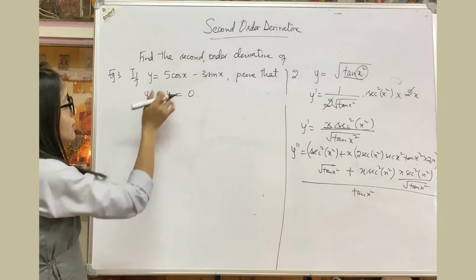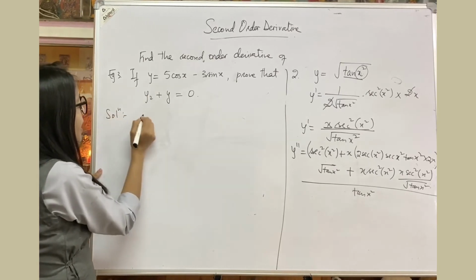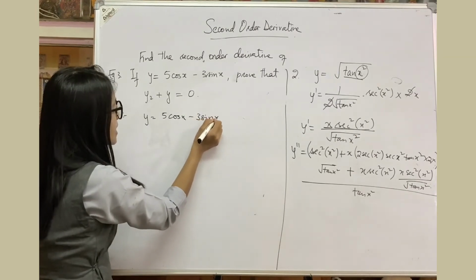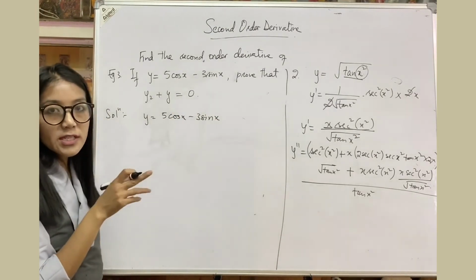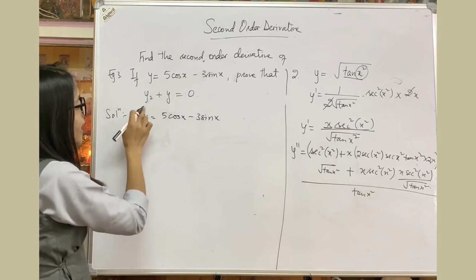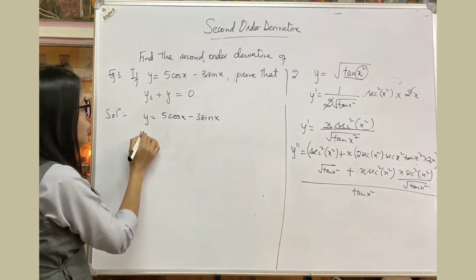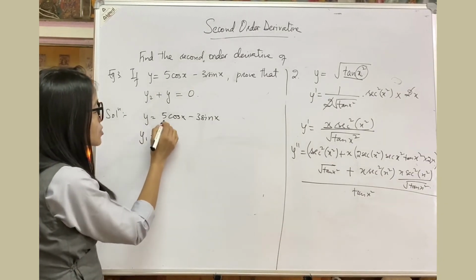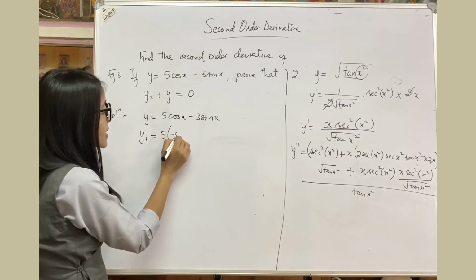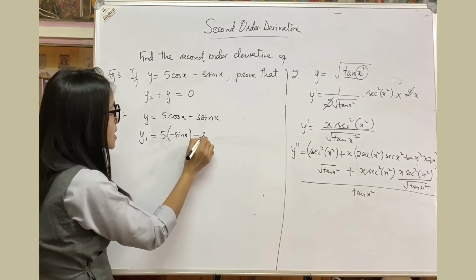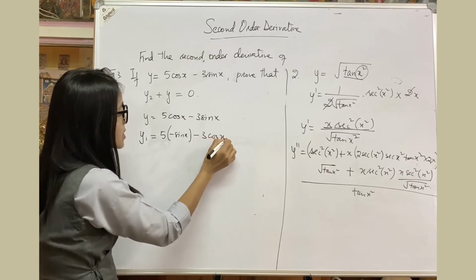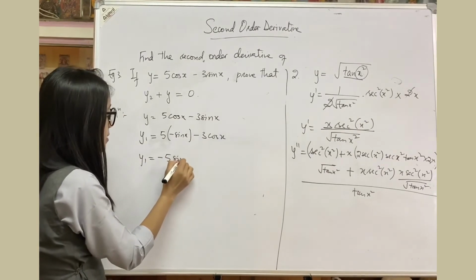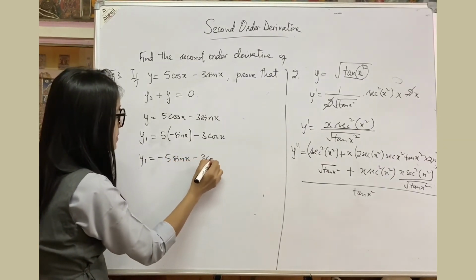Here I have y is equal to 5 cos x minus 3 sin x. To find the second order derivative, first we need to find the first order derivative. Since this notation is being used, I will use y suffix 1, which means the first order derivative of y. So this is equal to 5 times, what is the derivative of cos x? It is negative sin x. Minus 3, what is the derivative of sin x? It is cos x. So I can write this as minus 5 sin x minus 3 cos x.